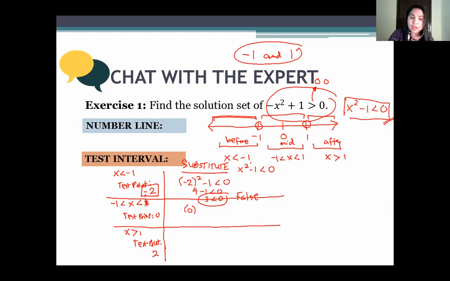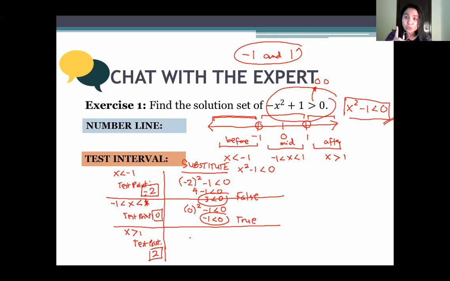Next, our next test point is 0. So we substitute 0 to our x. So 0 squared minus 1 less than 0. 0 squared is 0. So we have -1 less than 0. Is -1 less than 0? Yes, right? True. Okay, very good. So we place true.